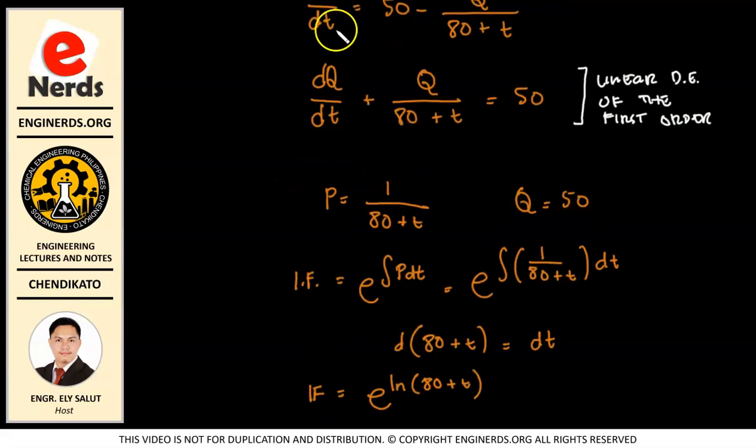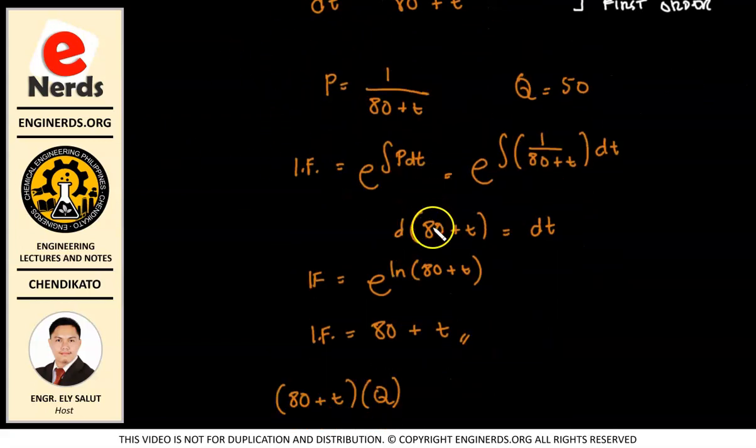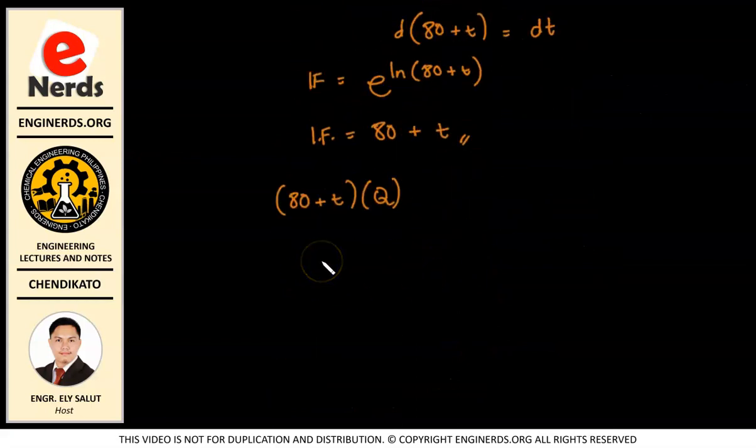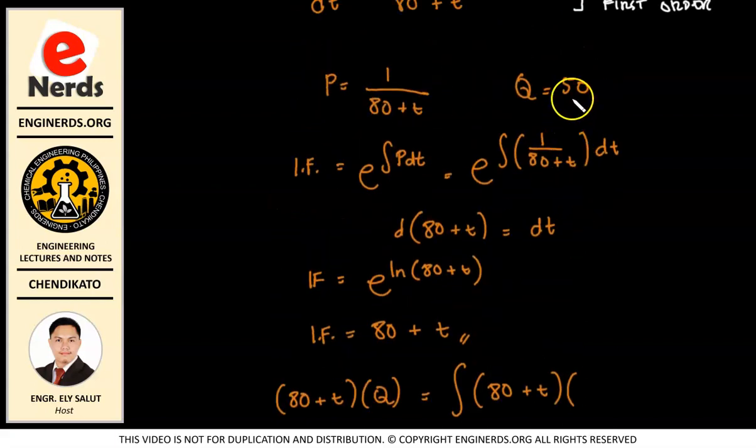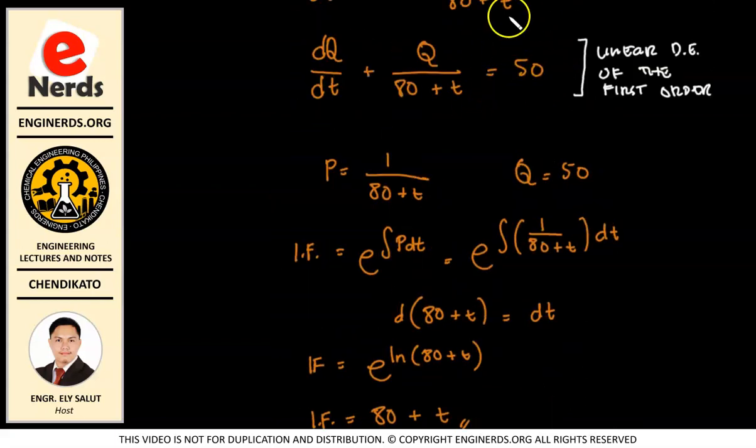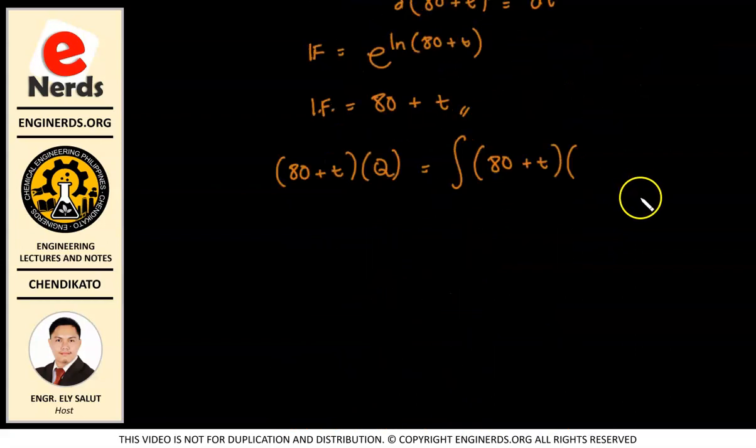That is what's on the left side, the first term of our general form. So it will be 80 plus t times Q, and this will be equal to the integral of the integrating factor, which is 80 plus t, times the right side of our differential equation, which is 50, dt. Okay? I'm going to take out the 50.